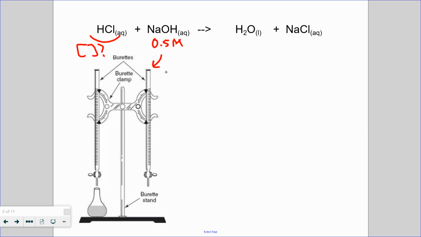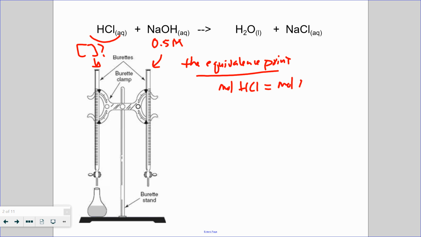And we're going to put the HCl in this burette right here. We're going to add those two together until we reach a very important point in a titration. That point is what's known as the equivalence point. The equivalence point in the titration that we're going to do is when moles of HCl is exactly equal to moles of NaOH.